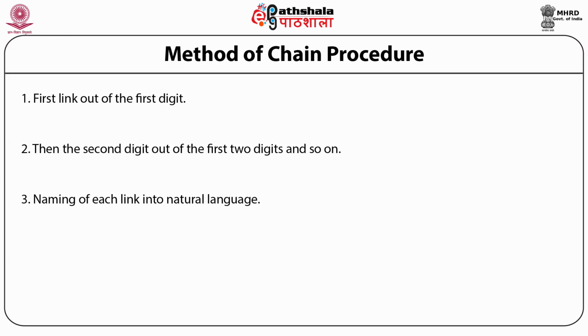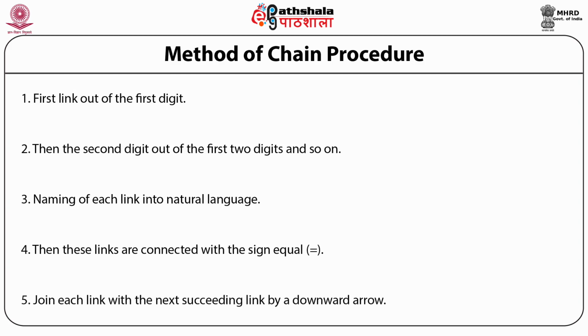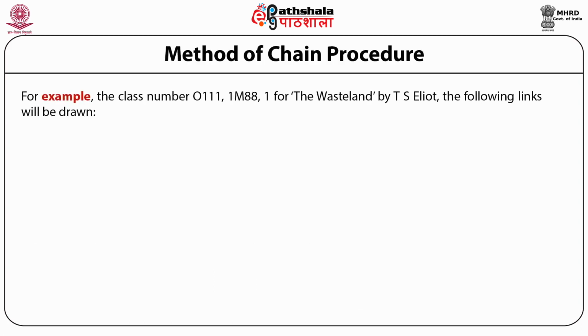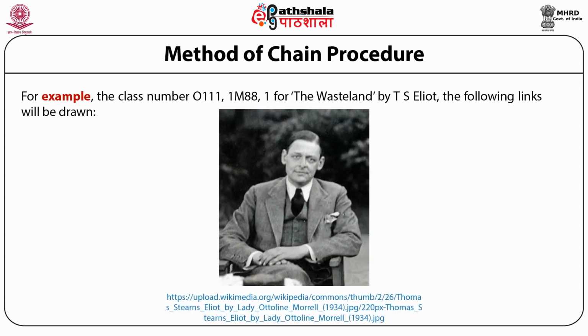After putting natural language, these links are connected with the sign equal. Thirdly, this sign of each link is connected with the next succeeding link by a downward arrow. Putting the sign of arrow is merely to make the chain visible to the eyes. For example, the class number O111,1M88,1 for The Waste Land by T.S. Eliot, the following links will be drawn.